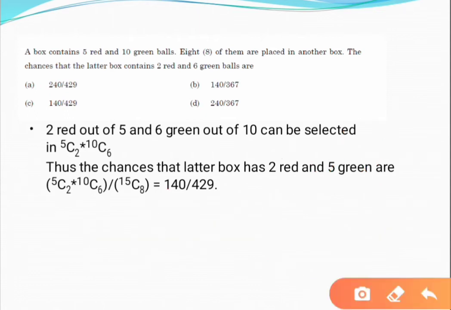Now the second one is mutually exclusive events. If the occurrence of one of the events precludes the occurrence of all the others, then such a set of events is said to be mutually exclusive.